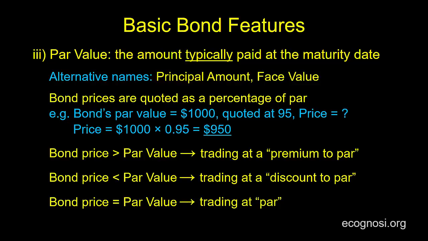And for the time being, don't worry why a bond might trade at a price that is above, below, or equal to its par value. So based on what we just said, this bond is trading at a discount to par, as its price of $950 is below its par value of $1,000. Let's move on to our next feature.